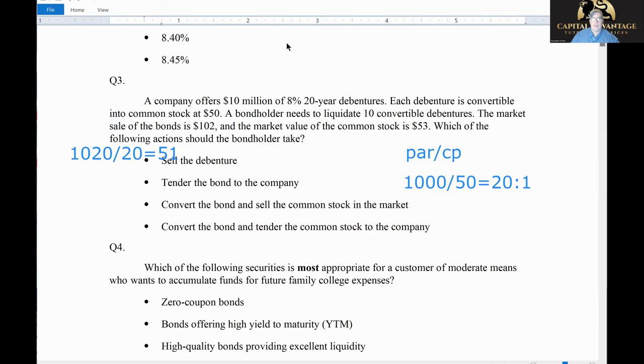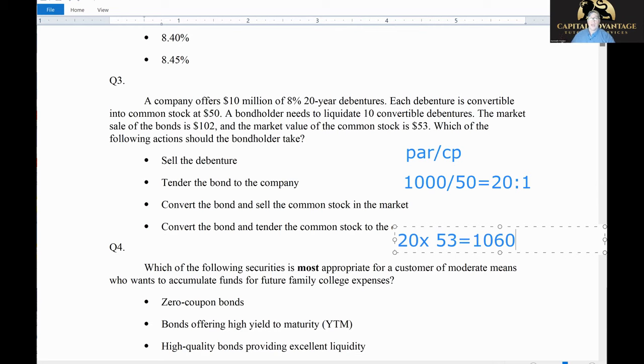But I don't like that way. It's not as intuitive. I'd rather do it this way. You're going to get 20 shares of a $53 stock, right? So if you convert, you get 20 shares. So you would do 20, the ratio, times 53. That would equal 1,060. So that's 1,060.